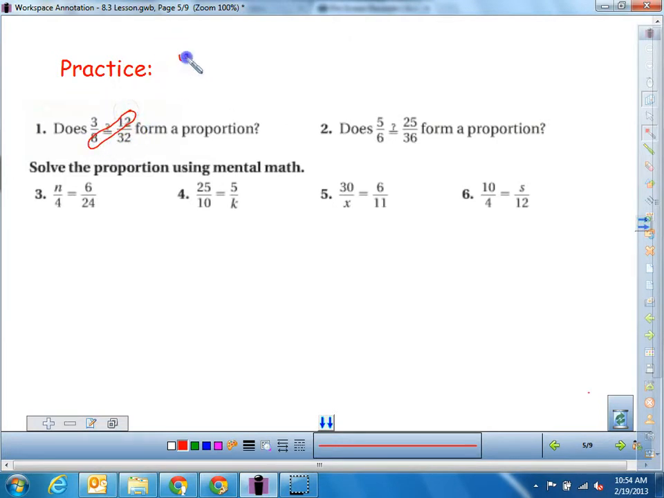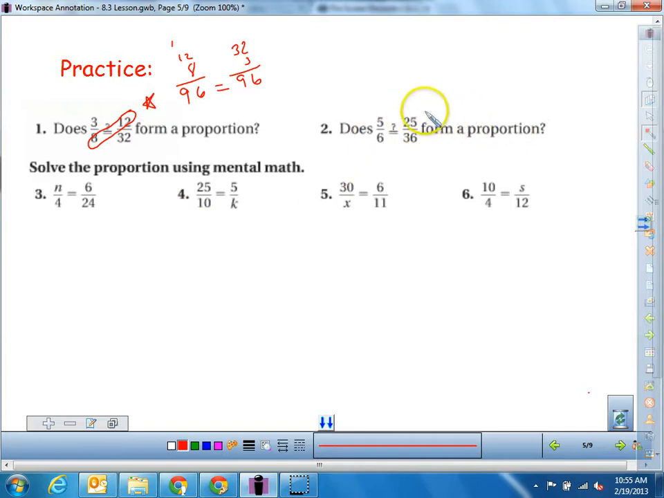So when we take 12 times 8, what do we get? 8 times 2 is 16. 8 times 1 is 8, plus 1 is 9, so we get 96. Is that equal to 3 times 32? Well, 32 times 3 would give us 96. So it is in fact equal. This one is a yes. We'll give it a star.